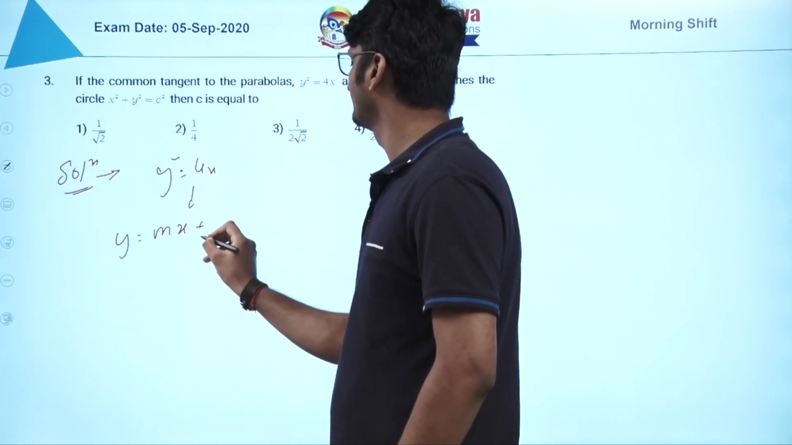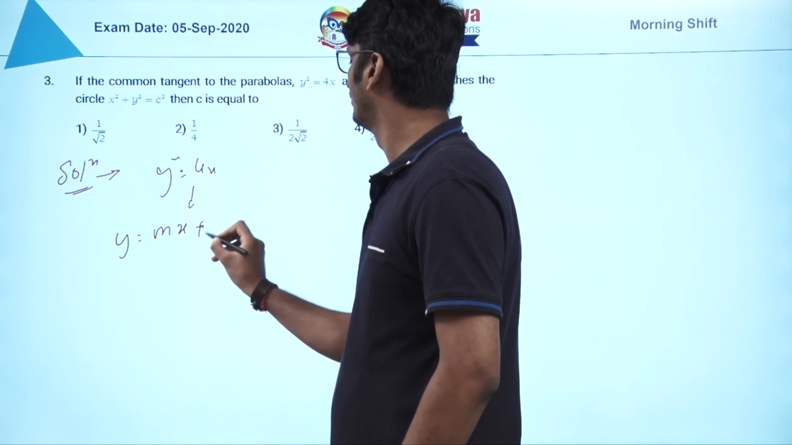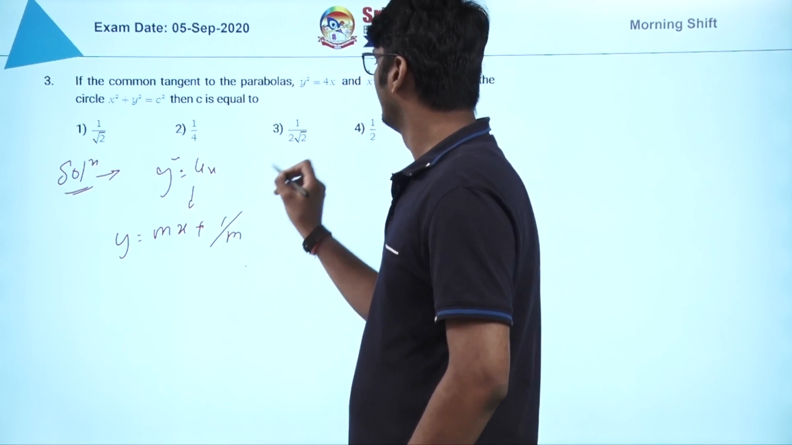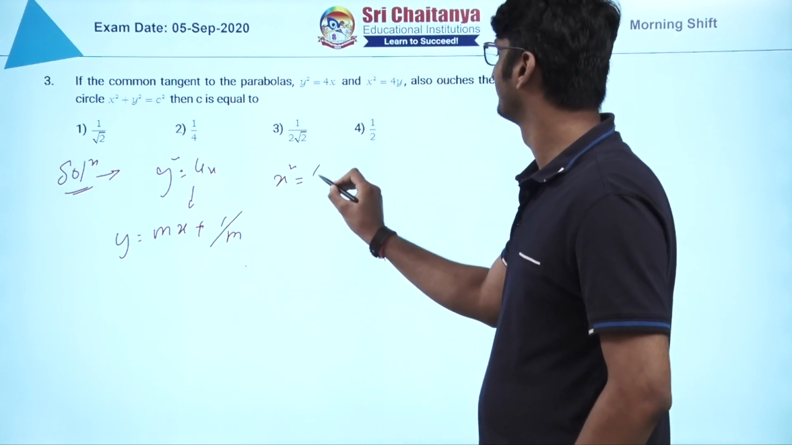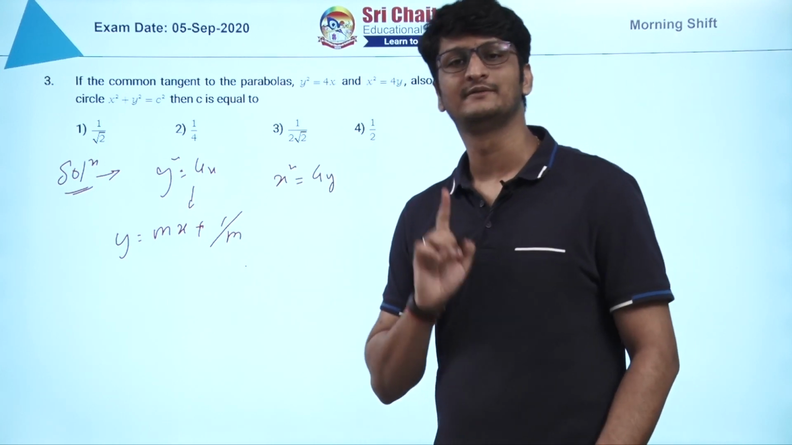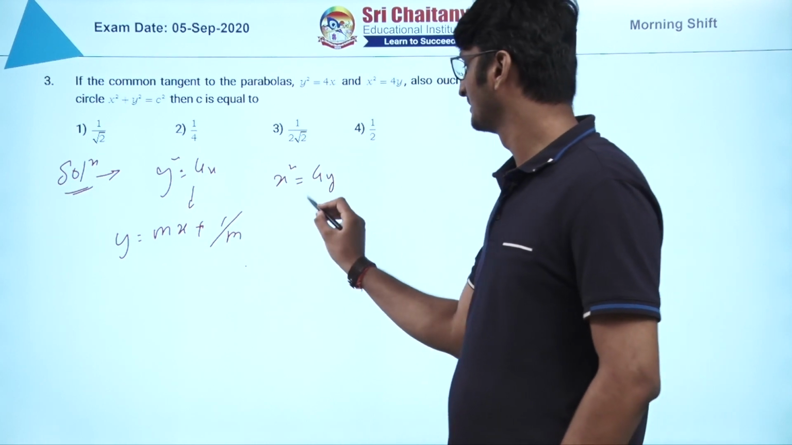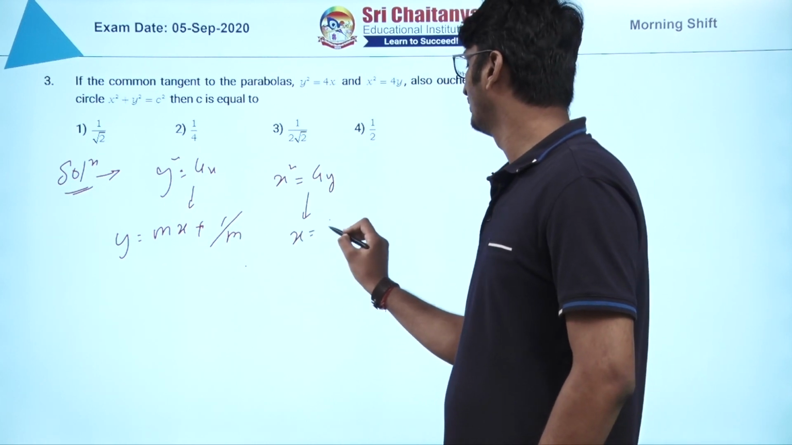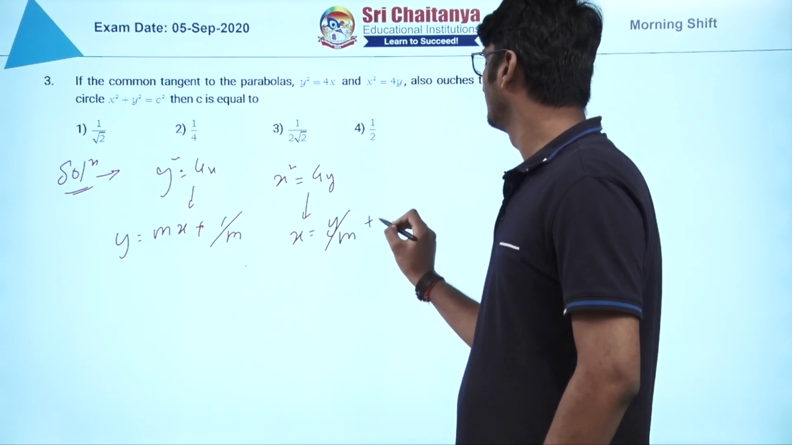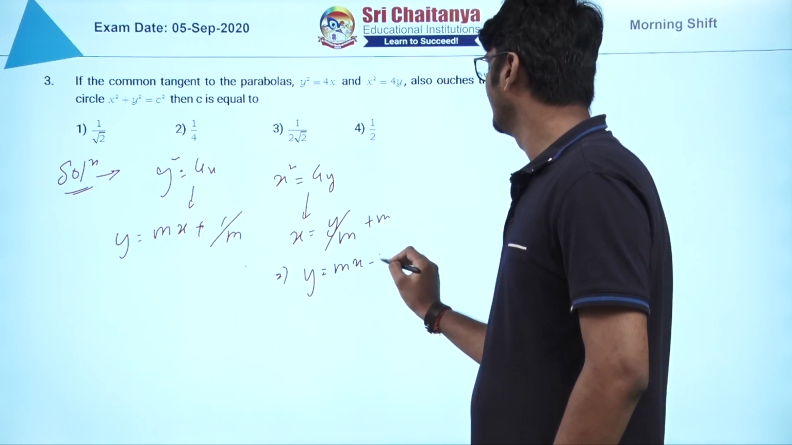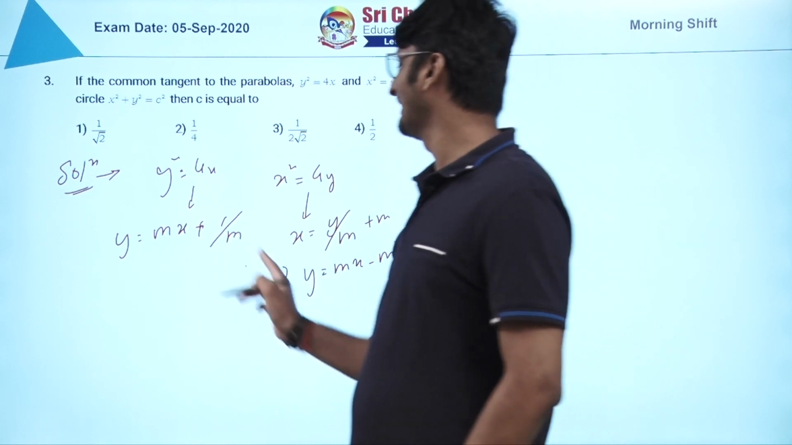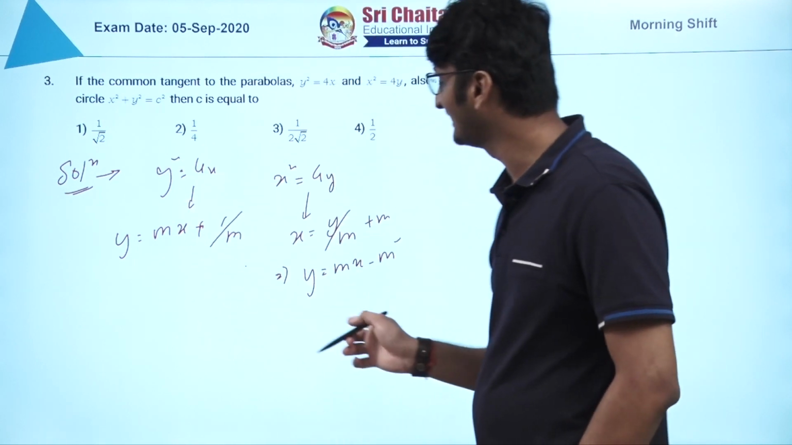Y equal to mx plus 1 by m. For this one, the vertical parabola x square equal to 4y, what is the equation of tangent in slope form? X equal to y by m plus m, or you can remember this as y equal to mx minus m square. For these two lines, both the lines are the same only.